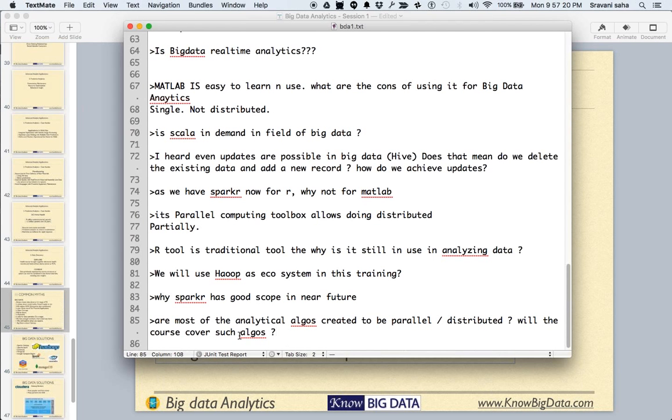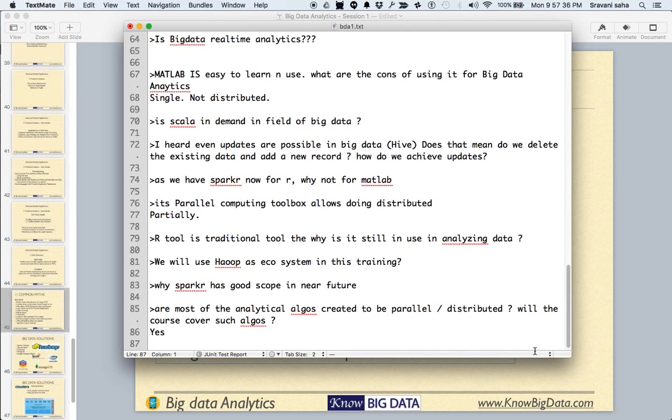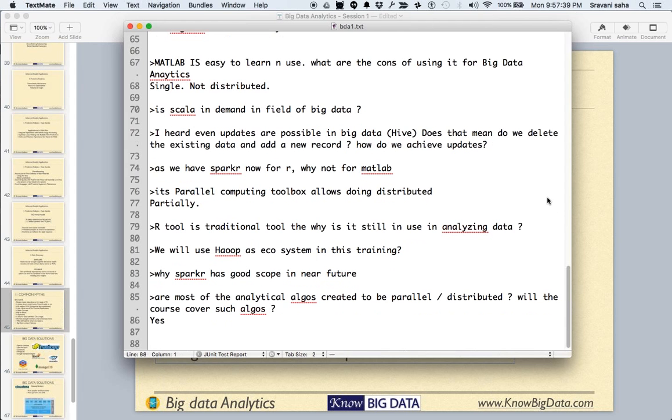So that's the question: are most of the analytics algorithms created to be parallel? Will the course cover such algorithms? Yes, we will just cover what an algorithm does. We'll not get down into the detail of an algorithm. Okay. More details about distributed computing are covered in our Spark course.